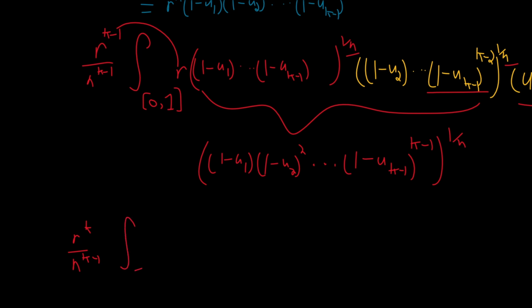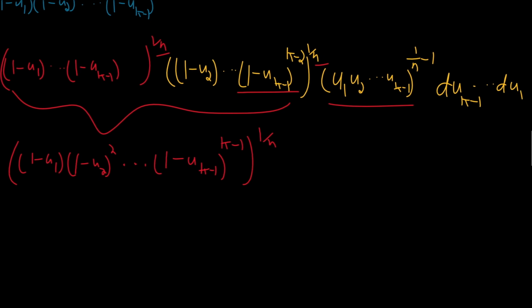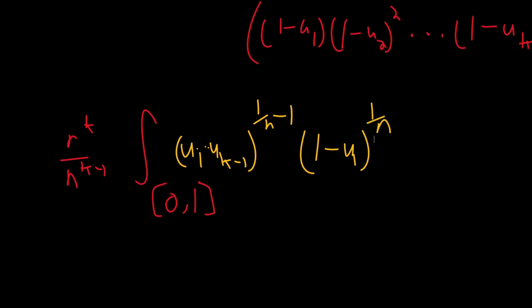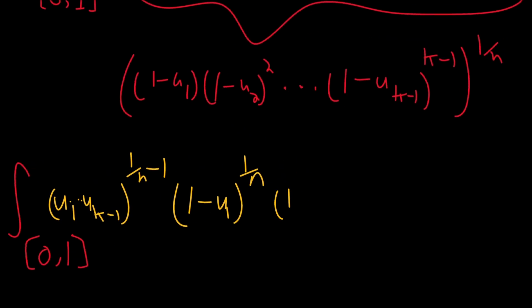And then we have our integral, 0, 1. And the way I'm going to be writing our integral one last time before we actually evaluate it is the following. We have u1 ... u_{k-1} to the 1 over n minus 1. And then we also have the following. We have 1 minus u1 to the 1 over n, right? But then what we have is 1 minus u2 to the 2 over n. And that's going to continue up until 1 minus u_{k-1} to the k minus 1 over n.